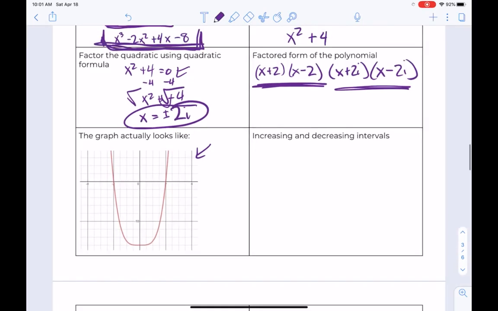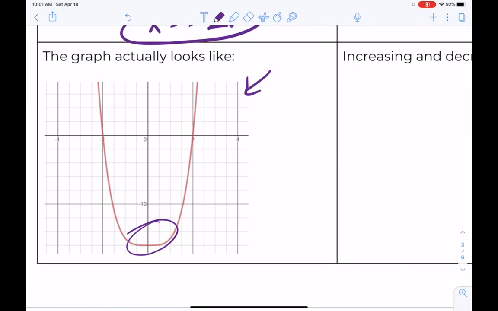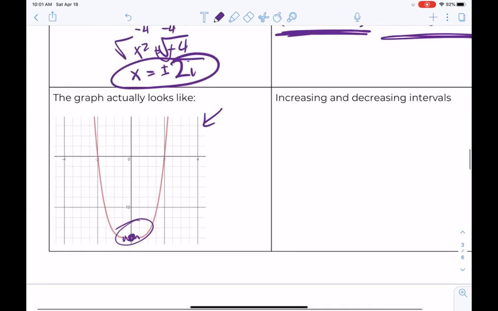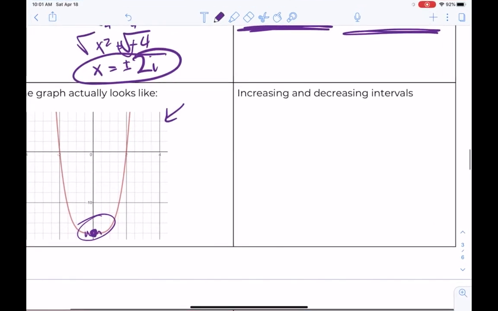So notice our imaginary roots are coming from this section down here because this is a degree 4 polynomial, but it kind of looks like a quadratic with this weird flat section here, right? Okay, this point down here is -16. So increasing, where's this thing increasing? Well, let's look at it. It's increasing from that point down there all the way this side, right?